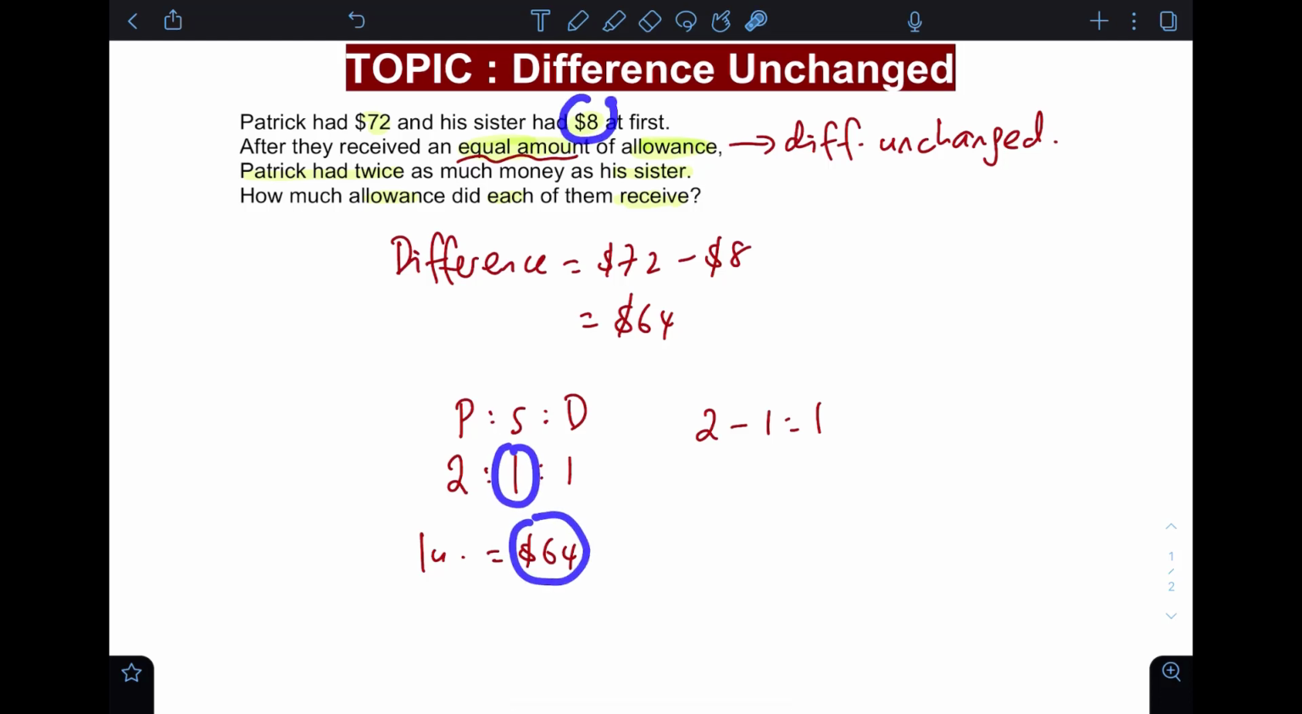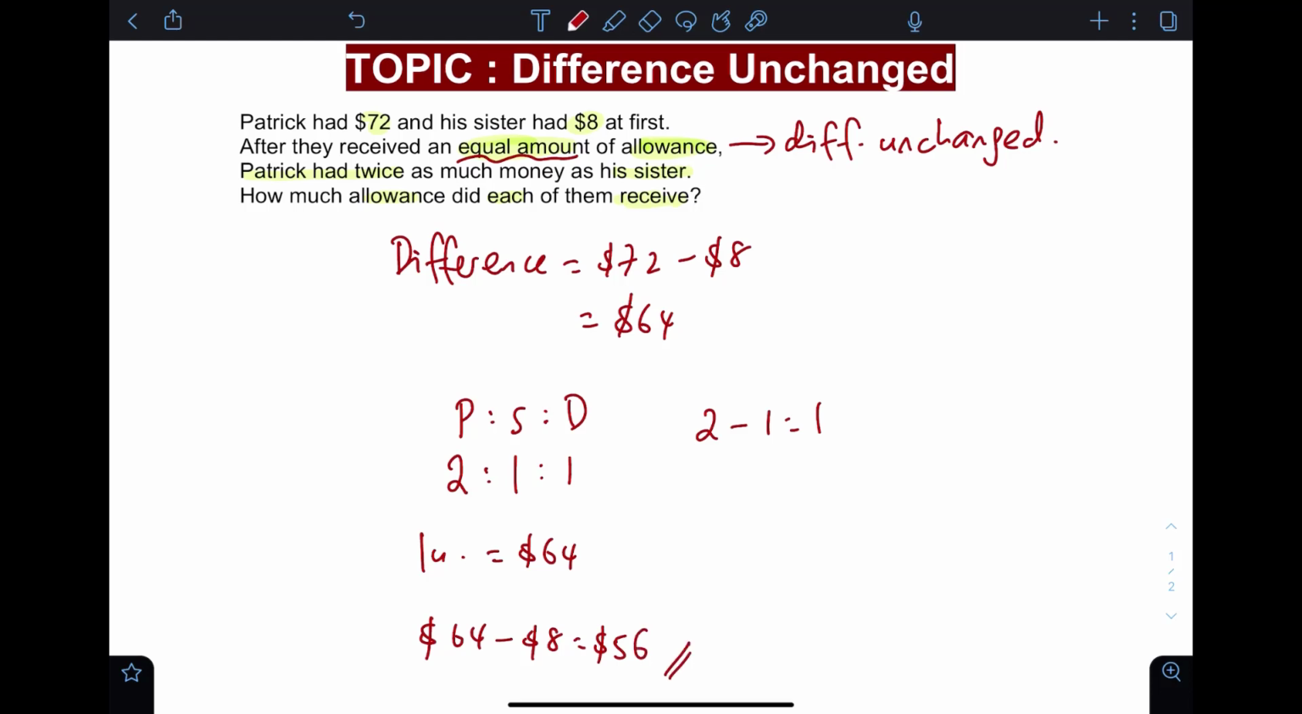At the start she had $8. So how much allowance did she get? That will be 64, the final amount for her, minus her initial amount, minus 8, and you get $56. That's our final answer for this question.